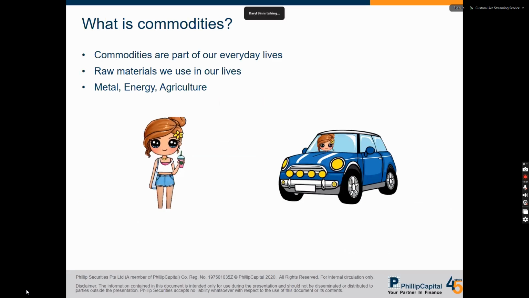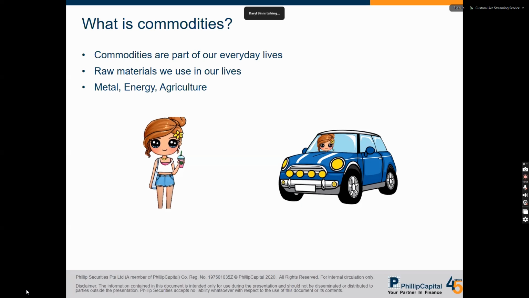So what are commodities? Do you know that commodities are actually part of our everyday life? They are the raw materials we use in our daily life. To help you better understand the meaning of commodities, let us look at the girl in the picture. What is she wearing right now? Her clothes are probably made out of cotton, which is a commodity.